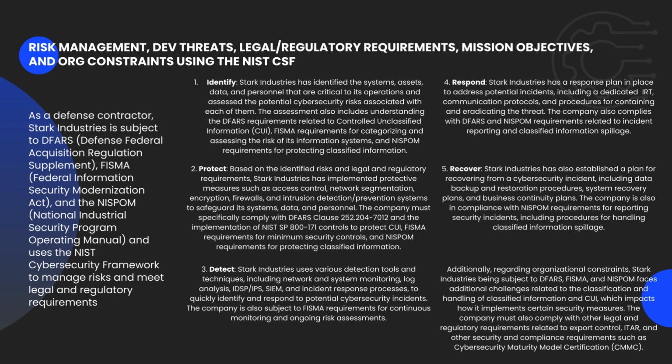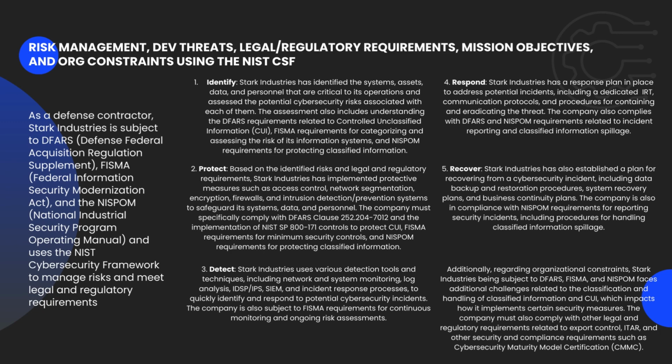So, as you may recall, the cybersecurity framework from NIST involves the 5 steps: identify, protect, detect, respond, and recover. And under those, Stark Industries, for identifying, has identified the systems, assets, data, and personnel critical to its operations and assessed the potential cybersecurity risks associated with each of them. Those systems are going to include those engineering systems for research and development, as well as the financial systems and anything related to manufacturing and production of weapon systems, aerial platforms, anything else of that nature.